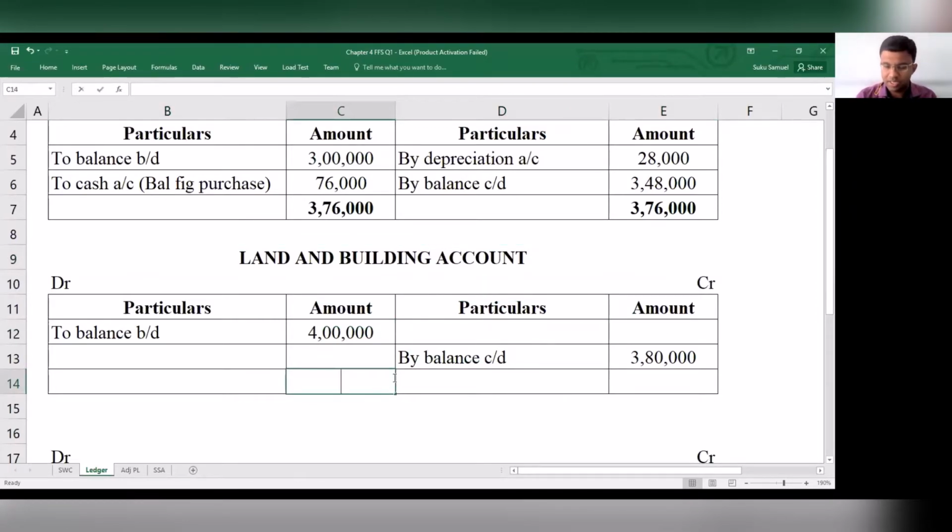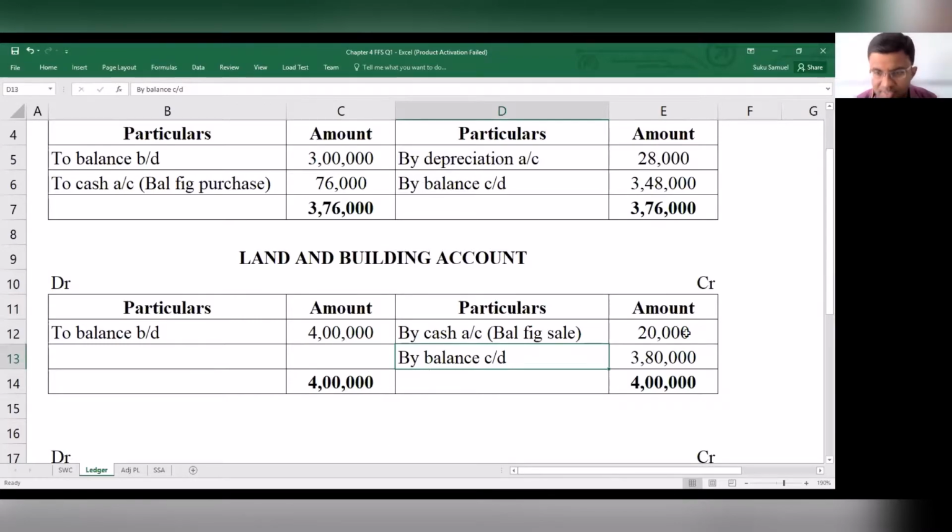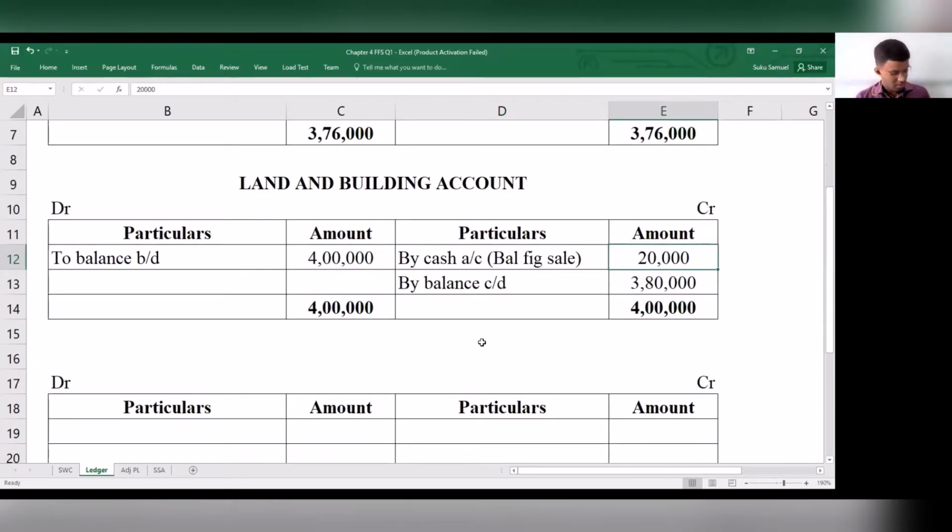So now let's just quickly calculate. 4 lakhs is what will show up over here, which means the balancing figure will feature on the credit side. Now, how much is the balancing figure? The balancing figure is 20,000. So, by cash account, because you're carrying out a sale. This is your balancing figure. And just for you to know, I'm going to mention this to be a sale. You have carried out a sale of land and building worth 20,000.